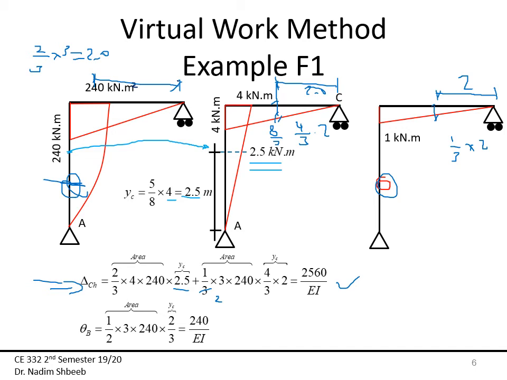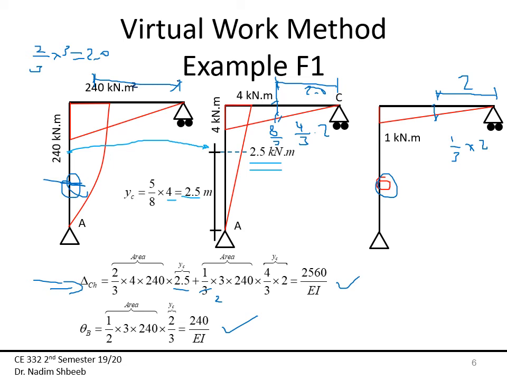Theta B now, here's again 1/2 times 3 times 240, the area, times the value 2/3. I'm getting 240 over EI, so I'm getting the same value as well. Okay, so this ends this example right here. Oh, just one more caution: if you have negative moment, then you just put in the negative values.